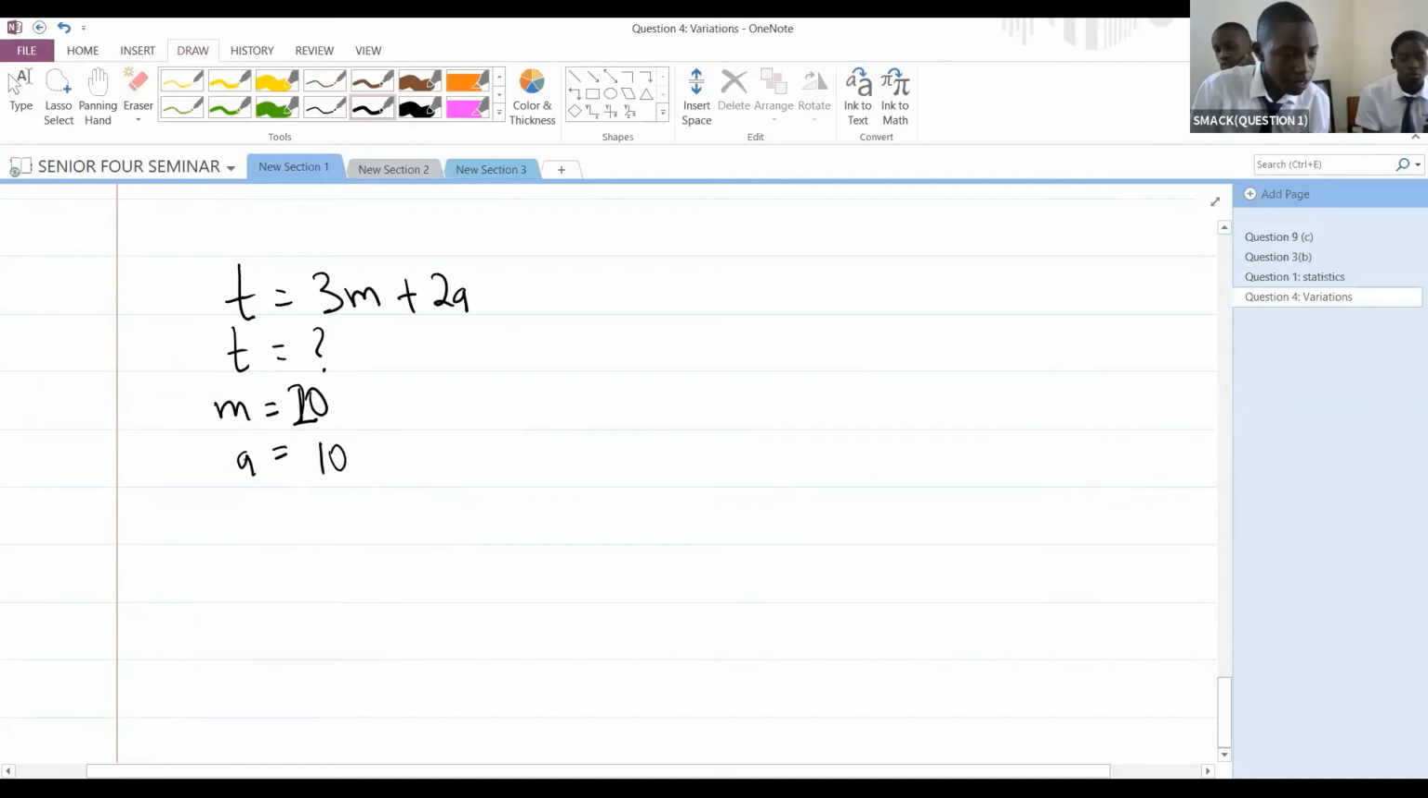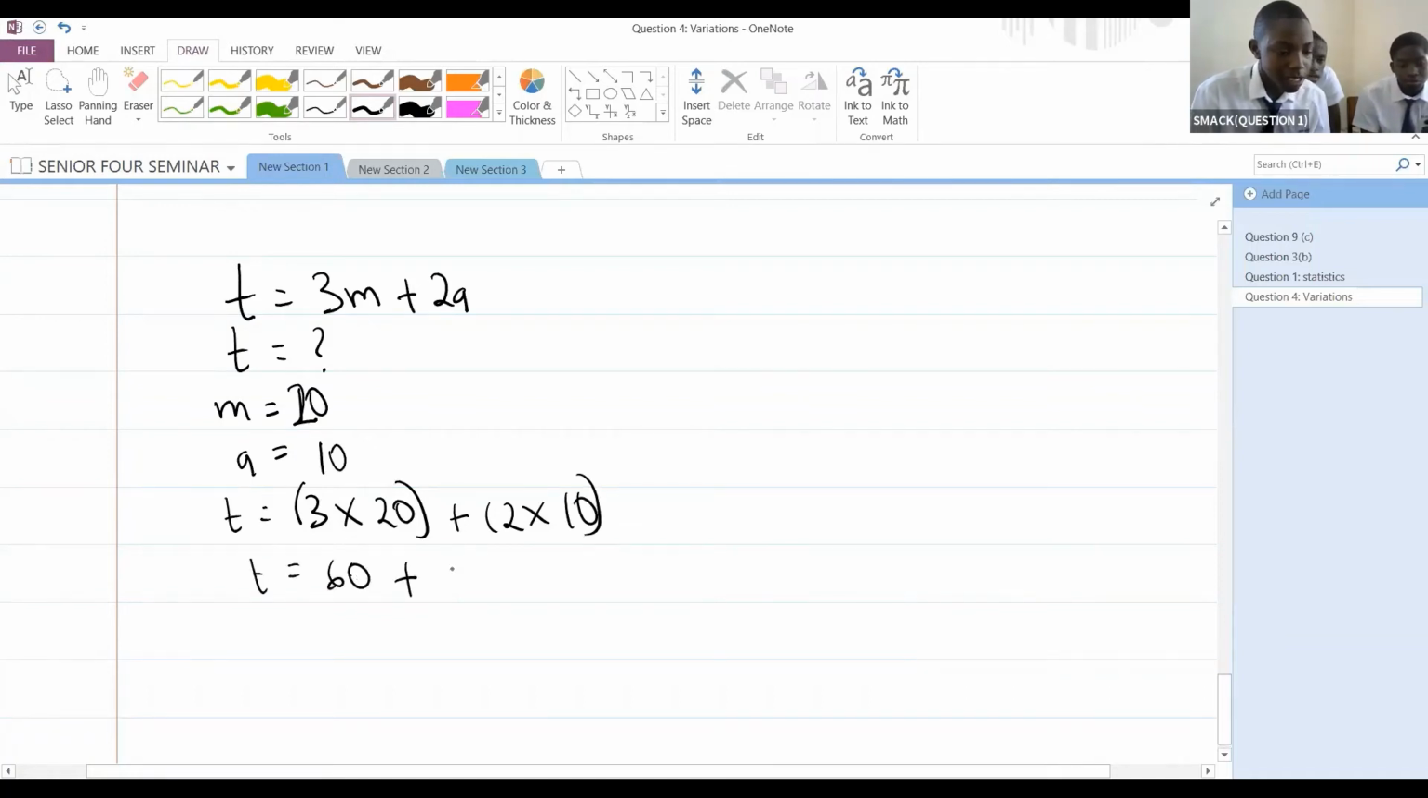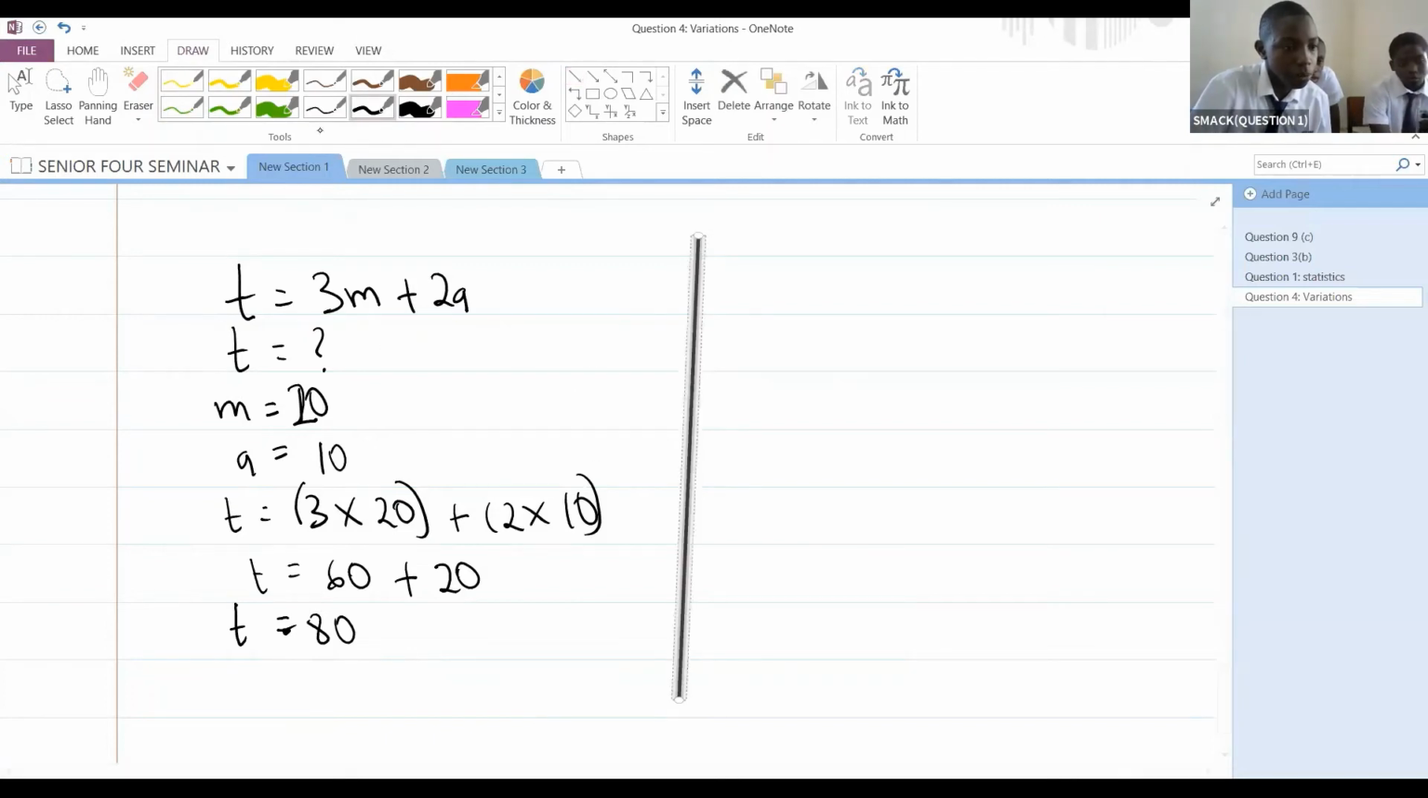So now we substitute this through. T is equal to 3 times 20 members plus 2 times 10. So T is equal to 60 plus 20, so T is equal to 80. Since they gave us time in terms of hours and minutes, you want to convert it back. We have 80 minus 60; the 60 minutes are already an hour, so you get 20. So your answer is 1 hour, 20 minutes.